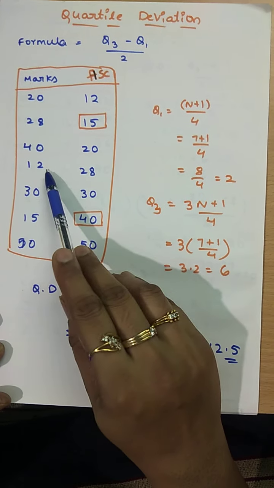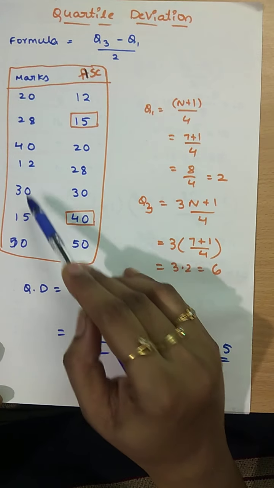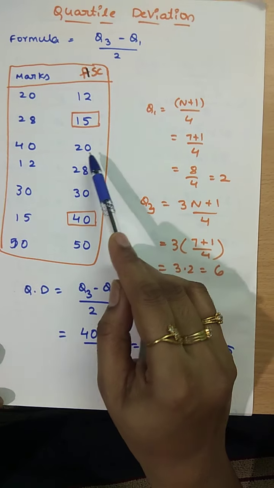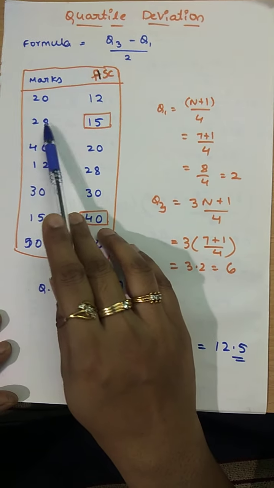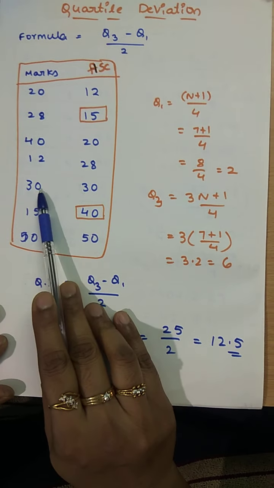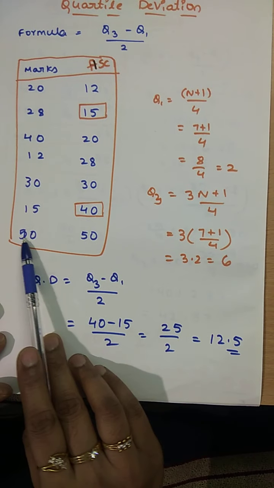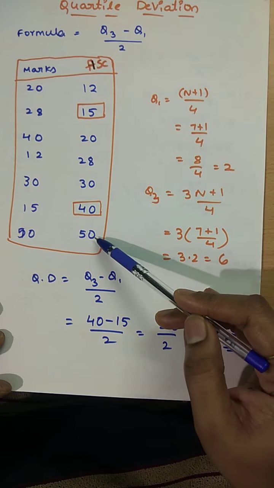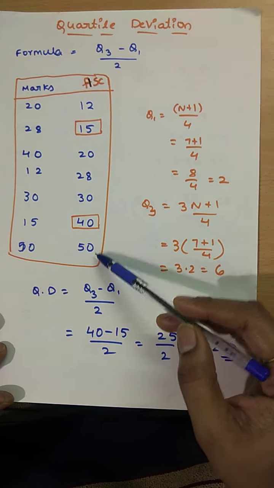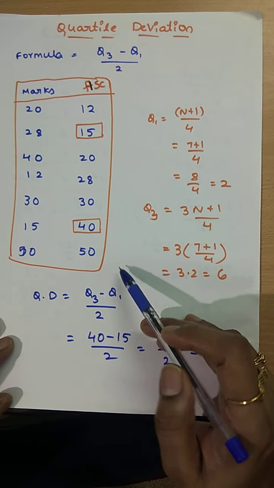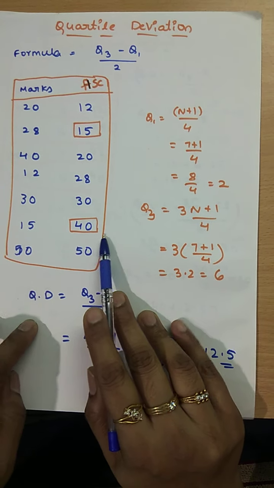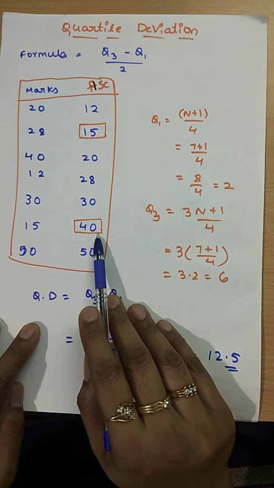The least value is 12, then 15, then 20, then 28, then 30, then 40, then 50. Like that I have arranged the data in ascending order. After that we need to find the Q1 value.